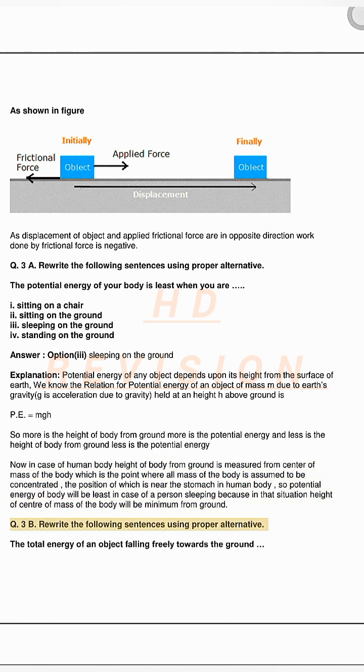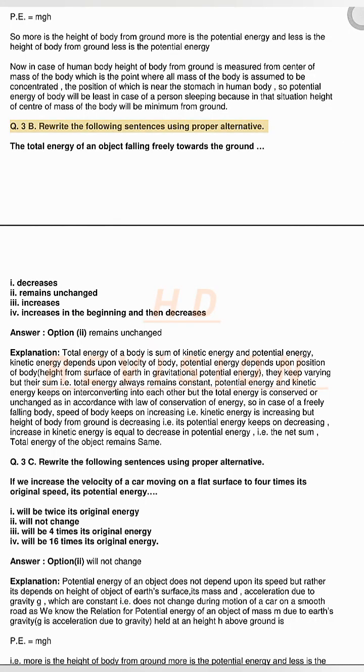Q3b. Rewrite the following sentences using the proper alternative. The total energy of an object falling freely towards the ground: (i) Decreases, (ii) Remains unchanged, (iii) Increases, (iv) Increases in the beginning and then decreases. Answer. Option (ii). Remains unchanged.